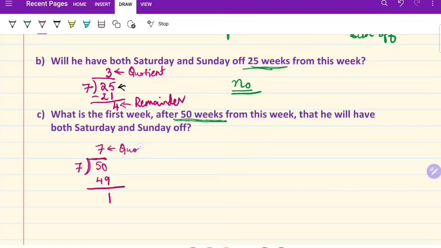7 is the quotient. It tells us the number of complete cycles to complete. And the remainder, 1, tells us how many more weeks we have to go after completing the 7 cycles to get to the 50th week. Essentially that's the message that this whole process is giving us. So after completing 7 cycles, we will get to the 49th week.